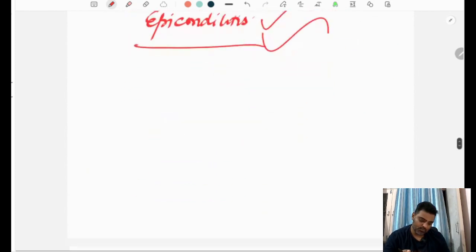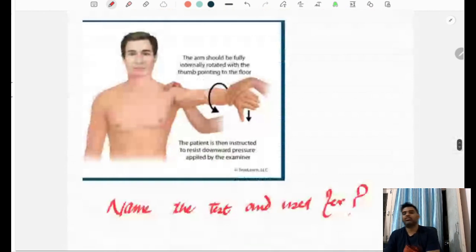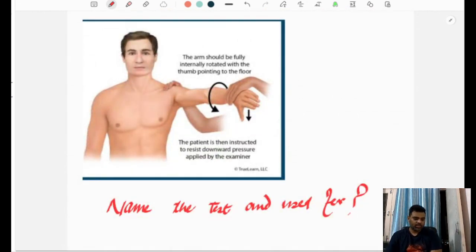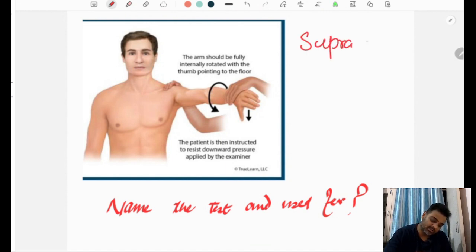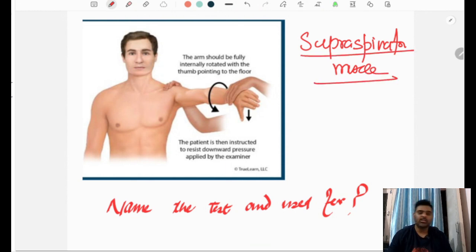Now this test, name the test and what it is used for, very important. I can tell you this is used for the supraspinatus muscle. So how will you test? You will ask the patient to put his arms like this, and then you will ask to do internal rotation and put his thumb pointing down, and you will ask the patient to raise the shoulder. If the person starts feeling pain in raising the shoulder, that means this test is positive.